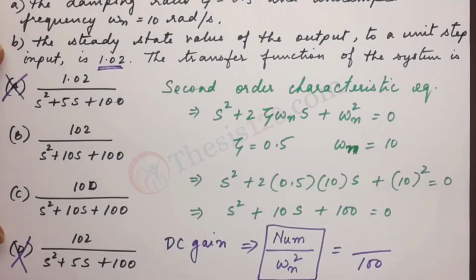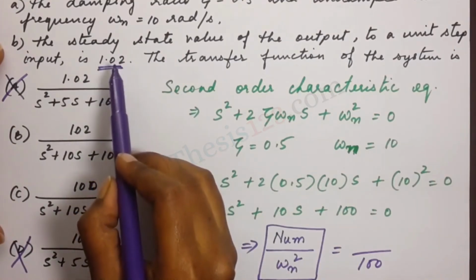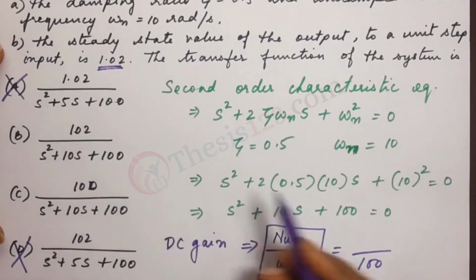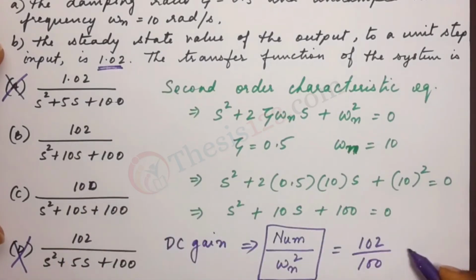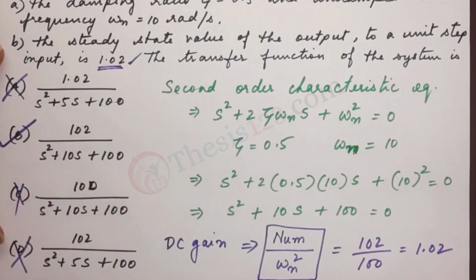So we have to check which one of these two will give us the value of 1.02 as the steady state value. Let's start with B first, 102. If we place 102 here, we get the value of 1.02. It matches. If we place 100 here, 100 by 100, which is 1, it doesn't match, so that's not the DC gain. So that tells us that option B is the right answer. I hope this has helped.